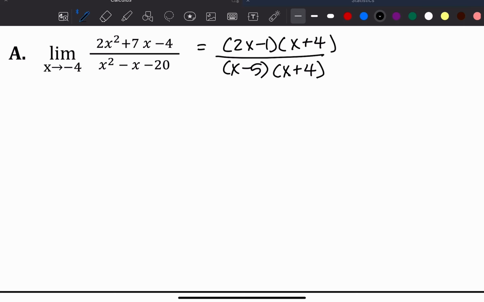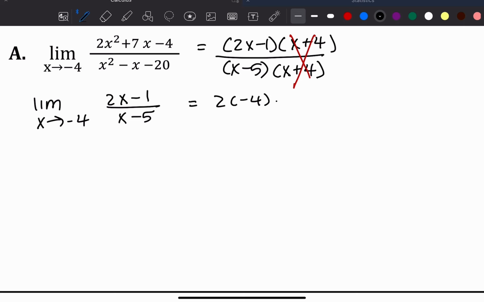If you're still having trouble remembering how to factor, I suggest you go to my Algebra 1 or Algebra 2 playlist and review those topics. Okay. X plus 4 cancels out, which means I am now solving the limit as x approaches -4 of 2x minus 1 over x minus 5. And this is equal to 2 times -4 minus 1 over -4 minus 5.